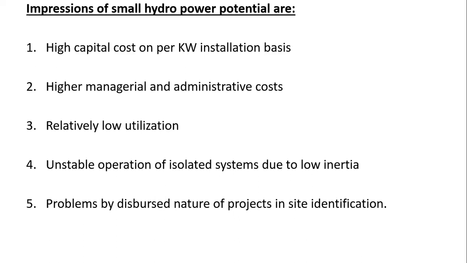And these can be easily modified to generate in steps of 100 kilowatts in the micro range, in steps of 1 megawatt in the mini range, and for small, in steps of 5 megawatts. So they can be standardized in each step. First, for micro it is 100 kilowatts, for mini it is 1 megawatt, and for small it is 5 megawatts. So these are the advantages of small hydel and mini micro we have discussed up to now.